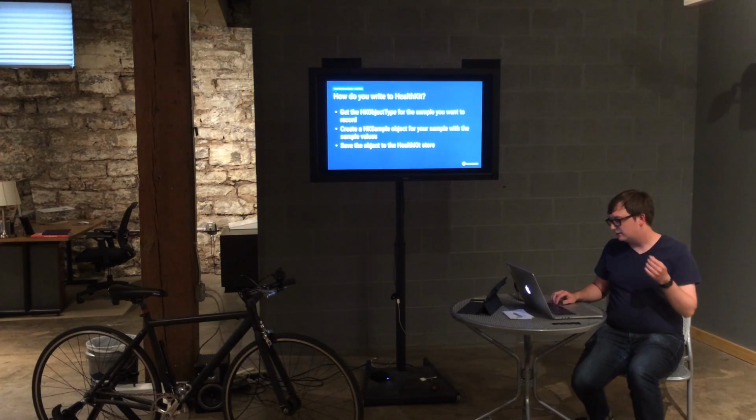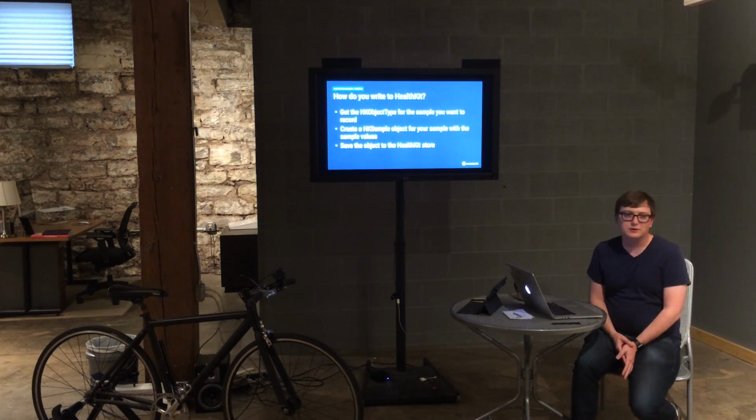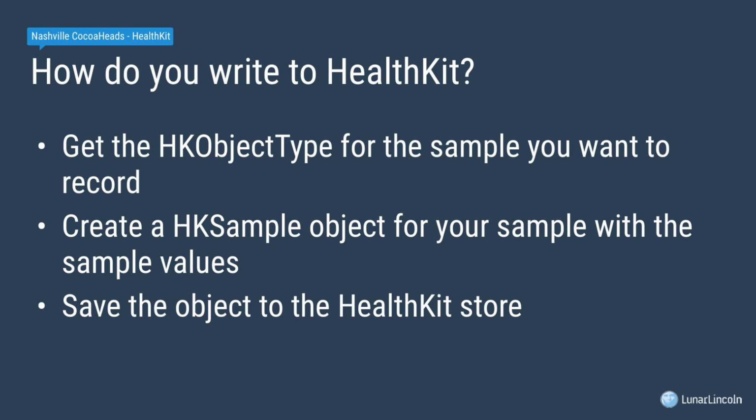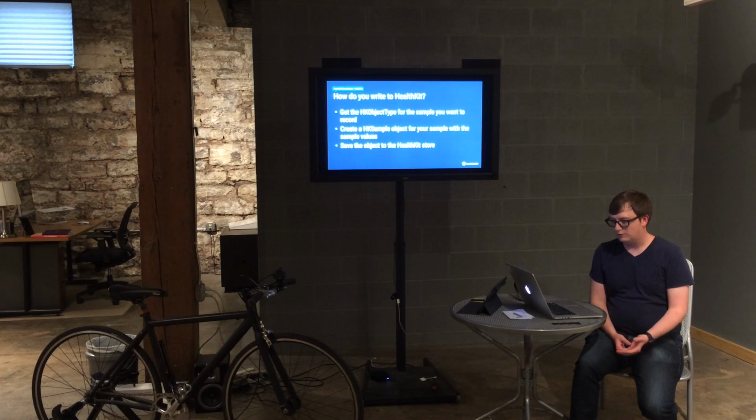All right, and then the other thing we may want to do is write to HealthKit, right? So you can store your own samples in there if you have permission. It's a three-step process, really not too bad. You get an HKObjectType for the sample that you want to record. You create an HKSample object based on that type. So that object type may be a heart rate reading, and you want to record a sample heart rate of 60 beats a minute or something like that. And then you save the object to the HealthKit store.